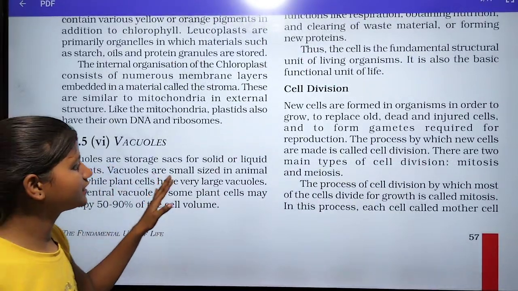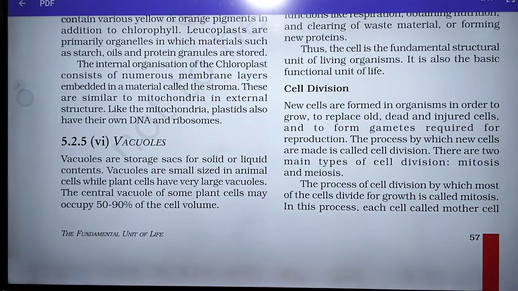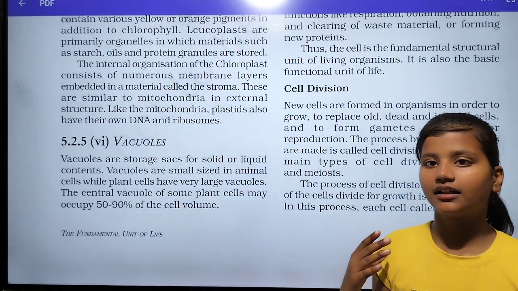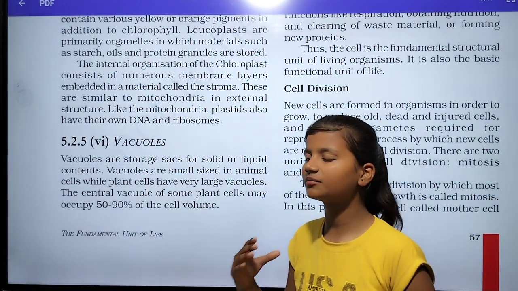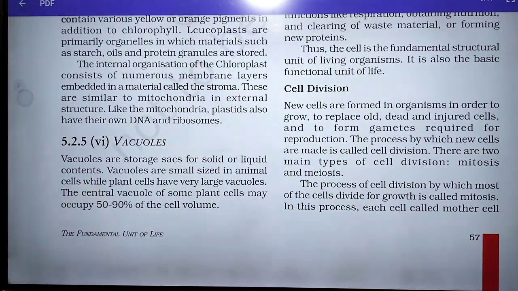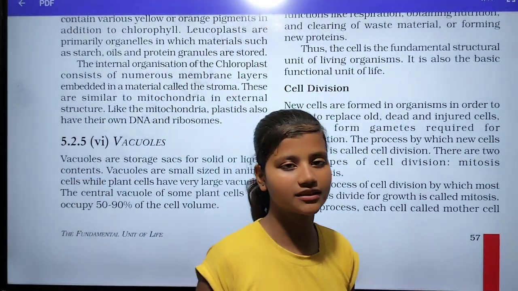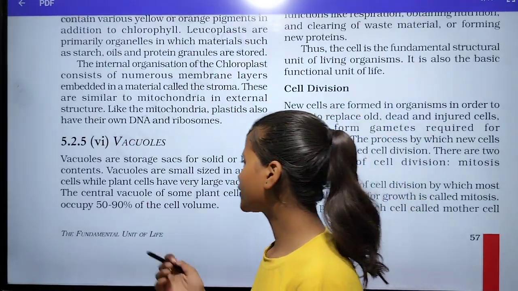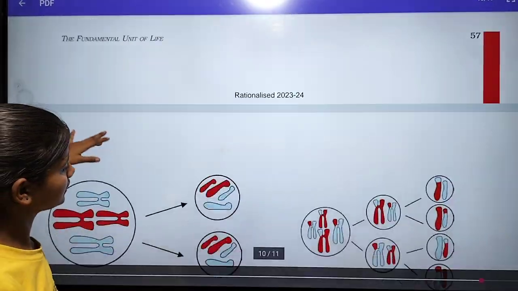But vacuoles are present in both plant and animal cells. They are mainly present in plant cells, not in animal cells. In some cases, vacuoles are also present in animal cells, but then they are very small in size, whereas in a plant cell a vacuole is very large and occupies 50 to 90% of the cell.